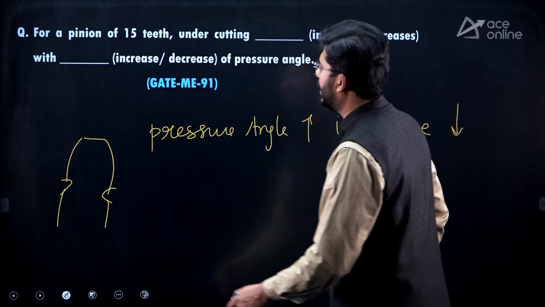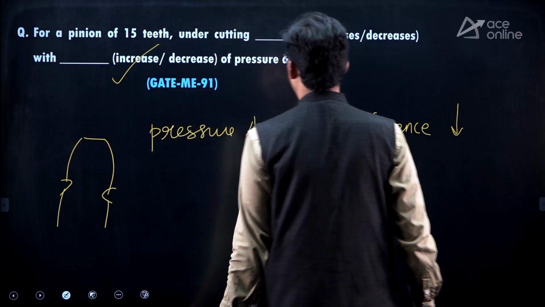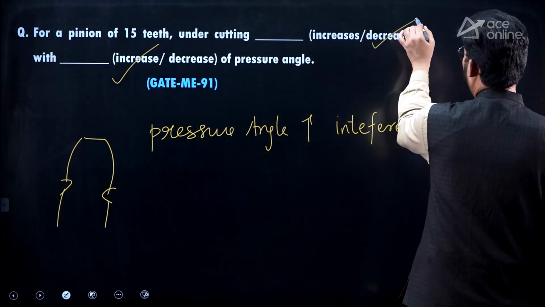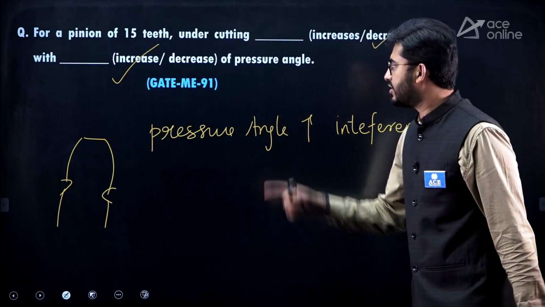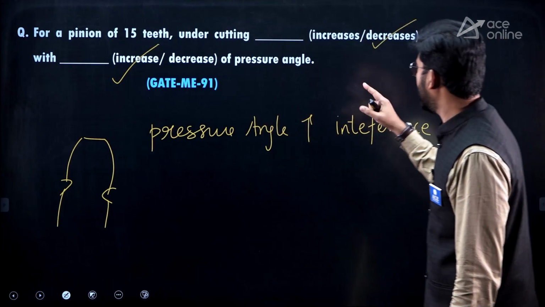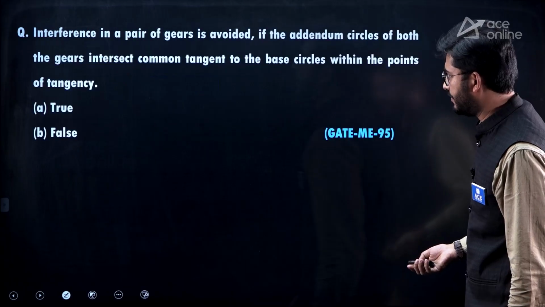So as you increase the pressure angle, the tendency of undercutting is going to decrease. Okay, this is not a desirable thing. Okay, so with the increase in pressure angle, the undercutting decreases.